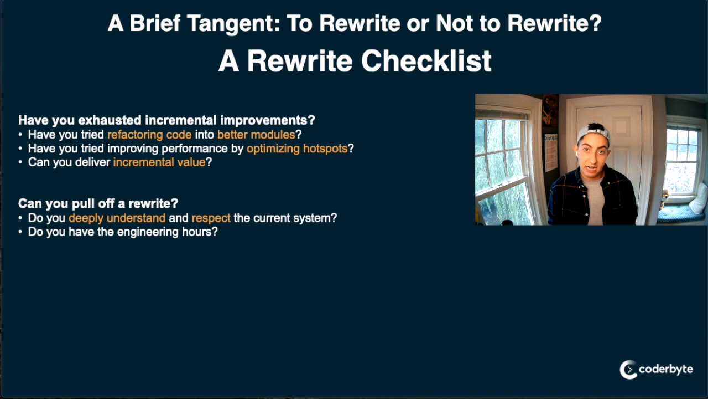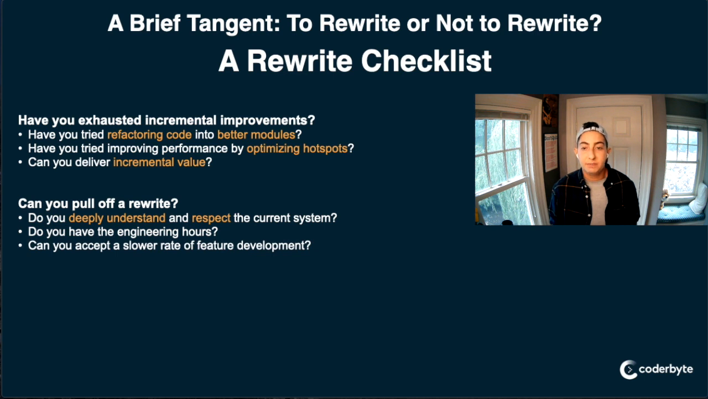Do you have the engineering hours? Do you actually have the time to spend rewriting something? Can you accept a slower rate of feature development? This is an obvious one, right? Because when you're rewriting stuff, you're not developing new features necessarily. So your company has to be okay with this slower rate of feature development.